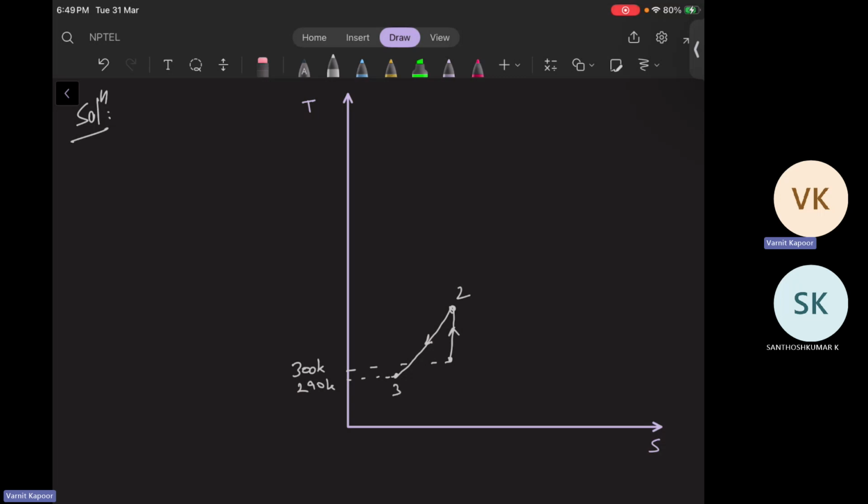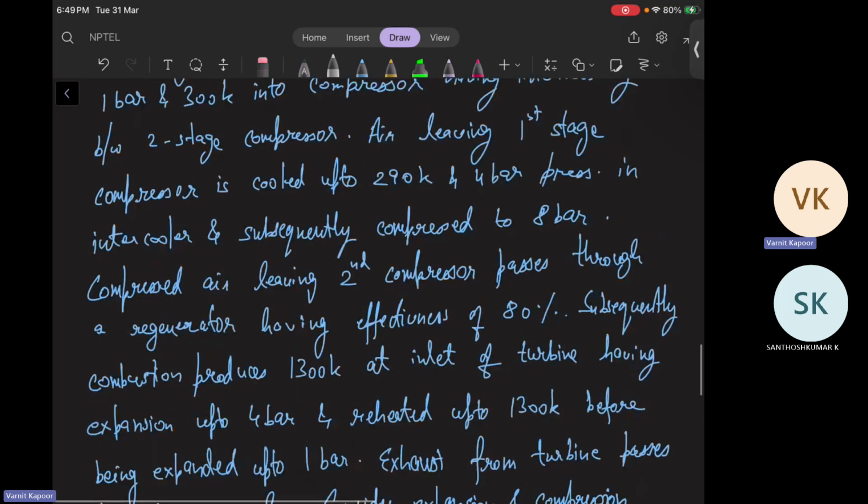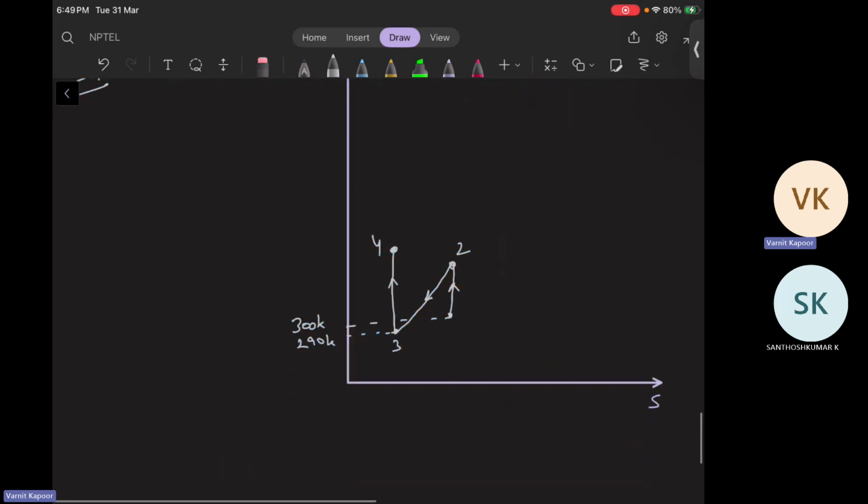So this is your stage 3. Then the pressure again increased. Let us say we don't know because it's not perfect intercooling, so let us say it increased the pressure till here, 4. We have to calculate that pressure. Then it is said that the compressor is cooled up to 290 and 4 bar pressure in the intercooler and subsequently compressed to 8 bar. Okay, so from 4 bar it is increased to 8 bar.